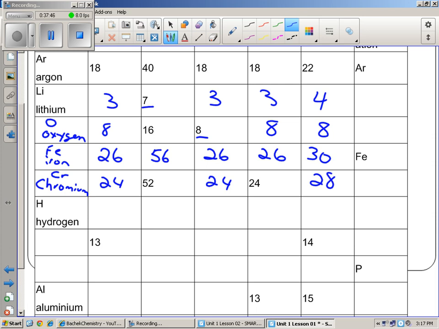Hydrogen. Hydrogen's kind of unique. I like hydrogen. Hydrogen, 1 proton. It's got a weight of 1. Okay, it tells you it's 1.01. So that basically implies that it's got 1 proton, 1 electron, of course, and this one in particular has no neutrons. That leads itself to some unique properties, which we'll talk about later.